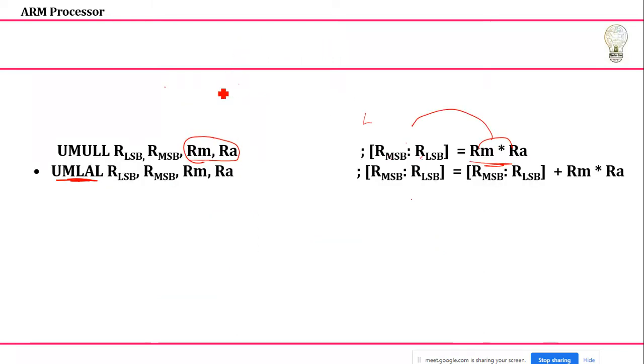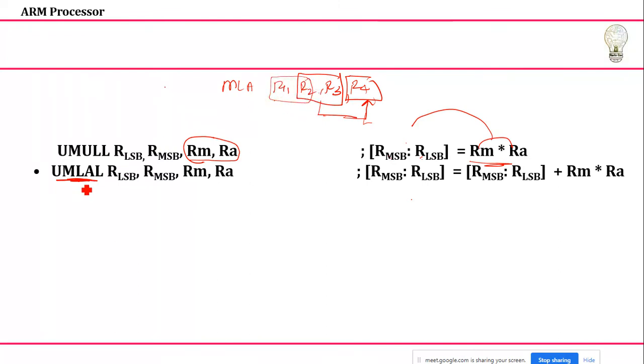So previously we discussed how my MLA instruction is working. I take registers R1, R2, R3 and R4. It will multiply R2 and R3. The result I'm getting, I'm going to add with R4, the last register. But here, remember, these two registers will act as one register.